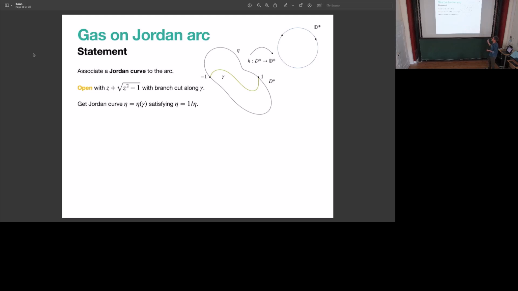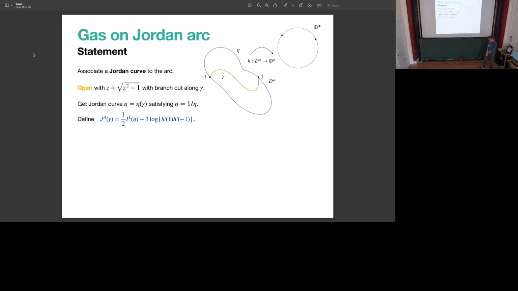Okay, so that's something you can do. I can check that, for instance, if my curve gamma is smooth, then eta will also be smooth. So it won't really ruin anything in terms of smoothness. Okay, then I will associate the following number to gamma.